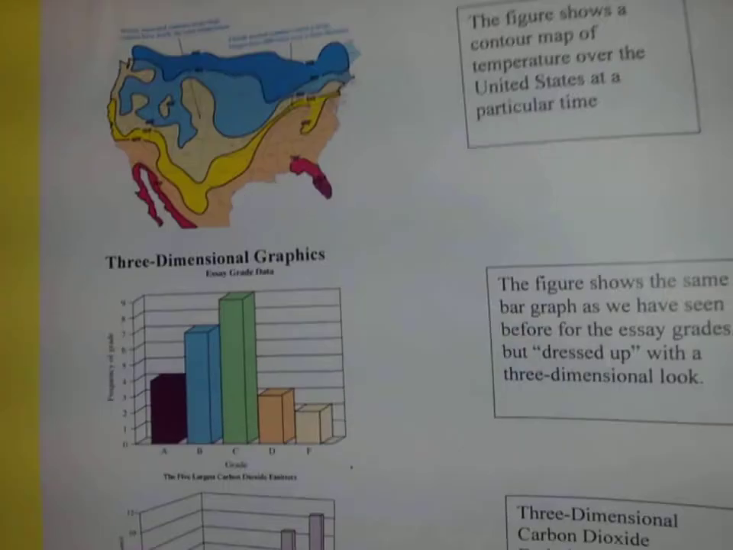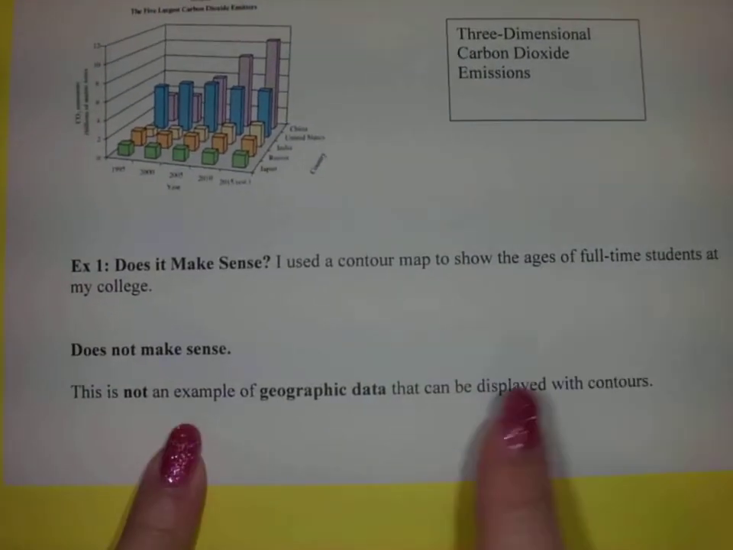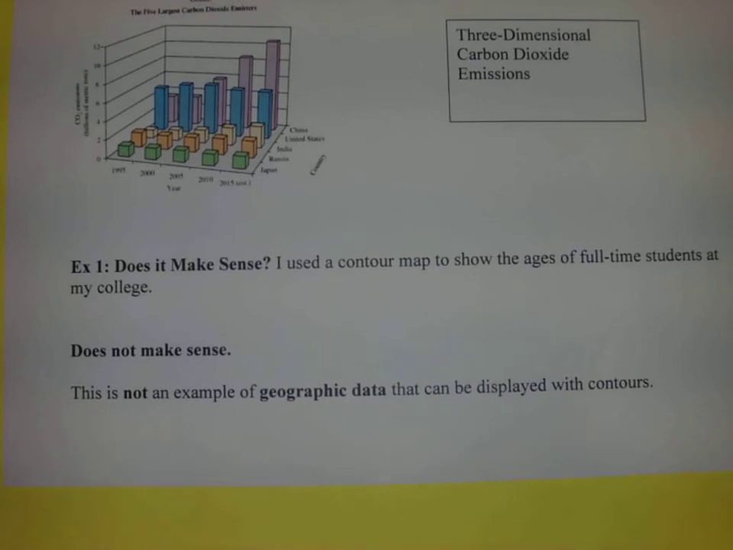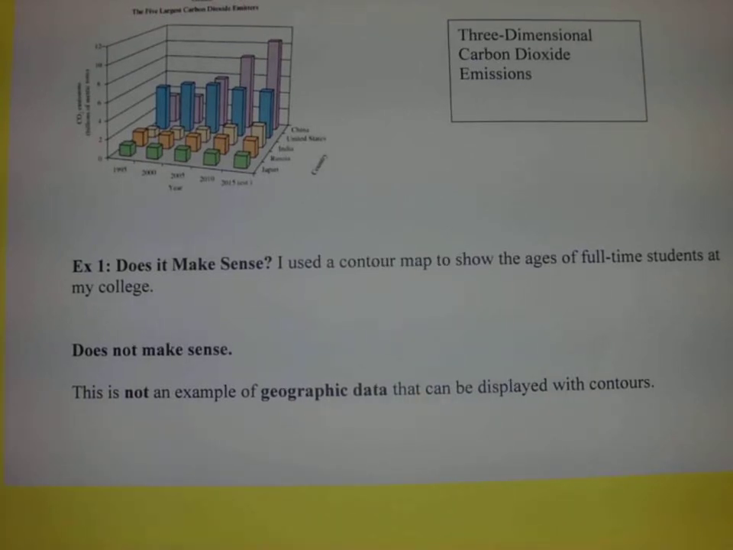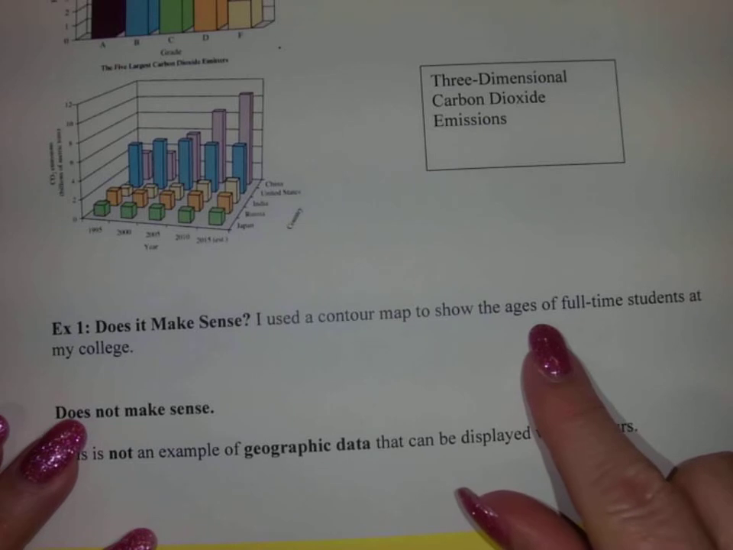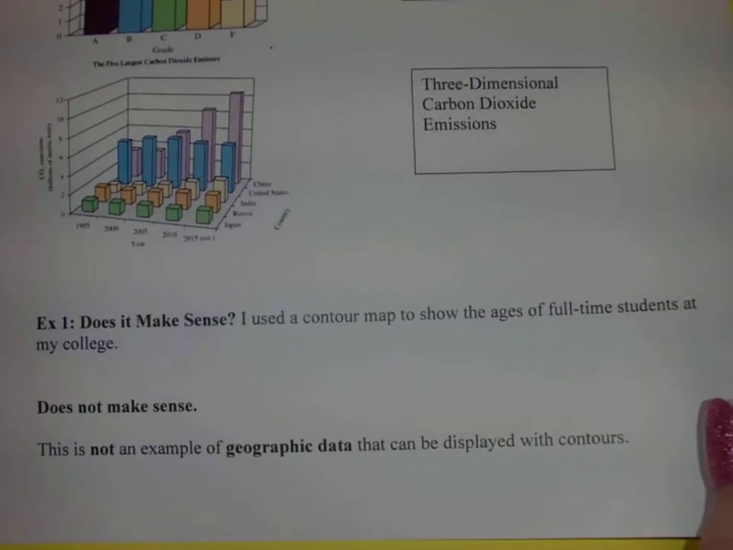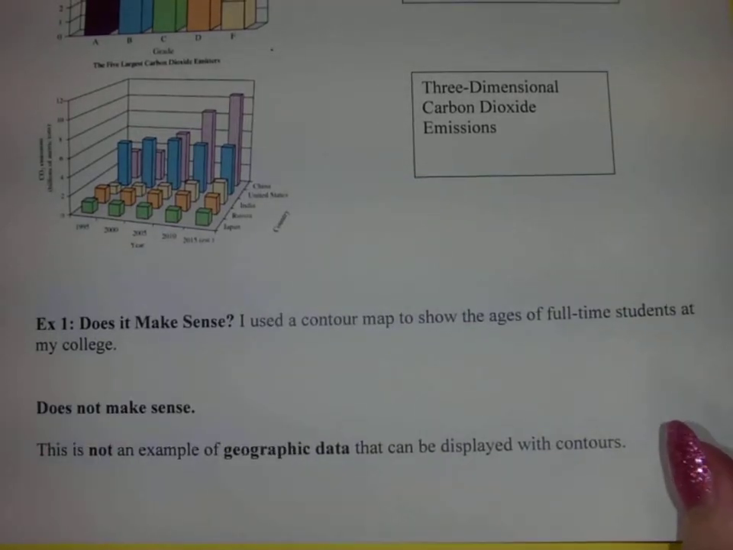This is not geographical data, so I would not use a contour map. You need to use geographical data if you're going to use a contour. There's other ways that we could do that. We could do a bar graph. We could do a histogram if we wanted to bin the data, that kind of stuff. Okay, so would not use a contour map.